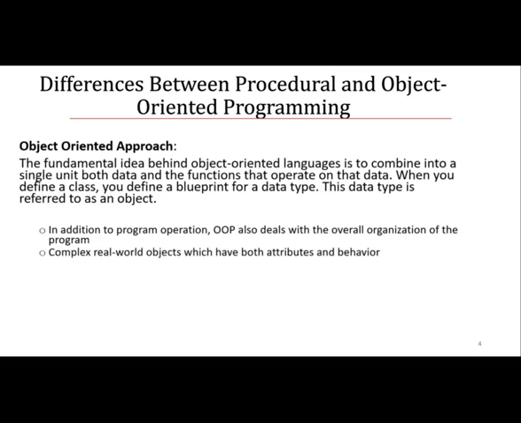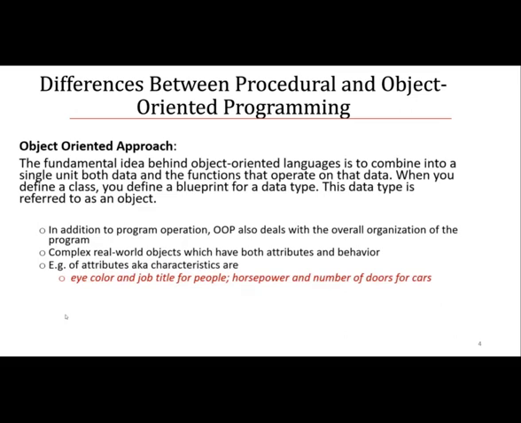Complex real-world objects have both attributes and behavior, and such objects aren't like data and they aren't like functions. The fundamental idea behind OOP is to combine into a single unit both the data and the functions that operate on that data. As it turns out, attributes in the real world are equivalent to data in a program, and they have certain specific values.